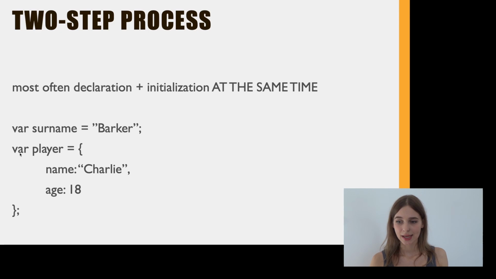Or in here, creating an object, those curly braces mean this is an object, we've got a variable with the ID player, and then it's got two properties, a name, Charlie, and age. And so it's also this two-step process, but all at the same time. Got a name and assignment of an object in that case.